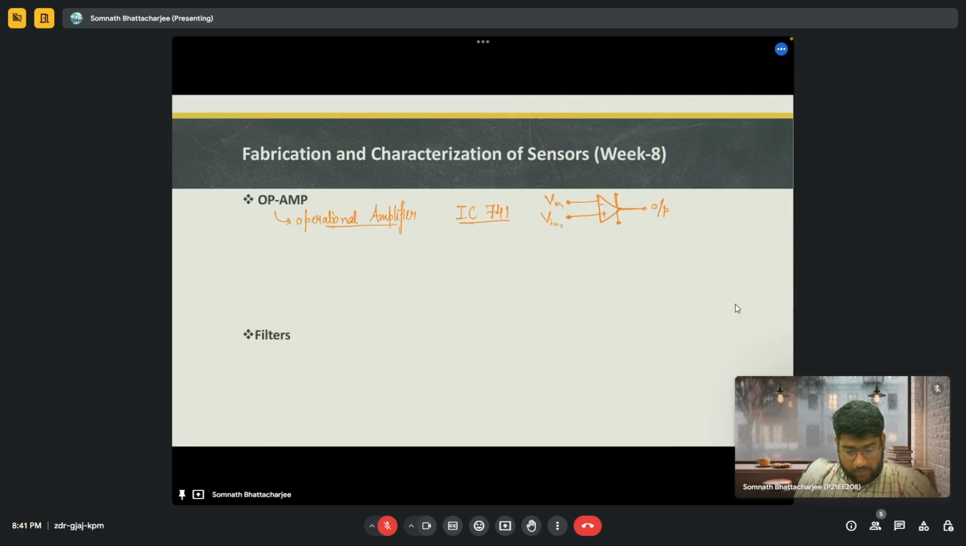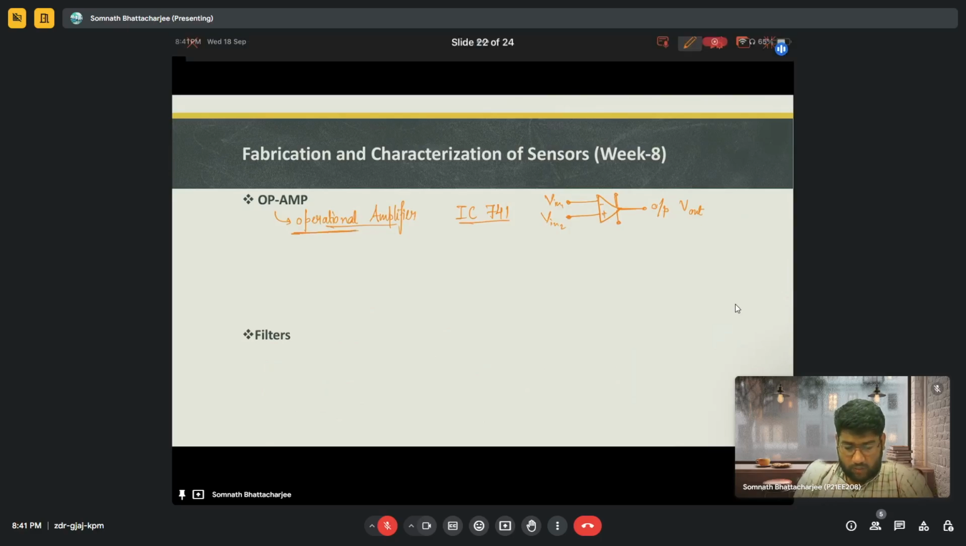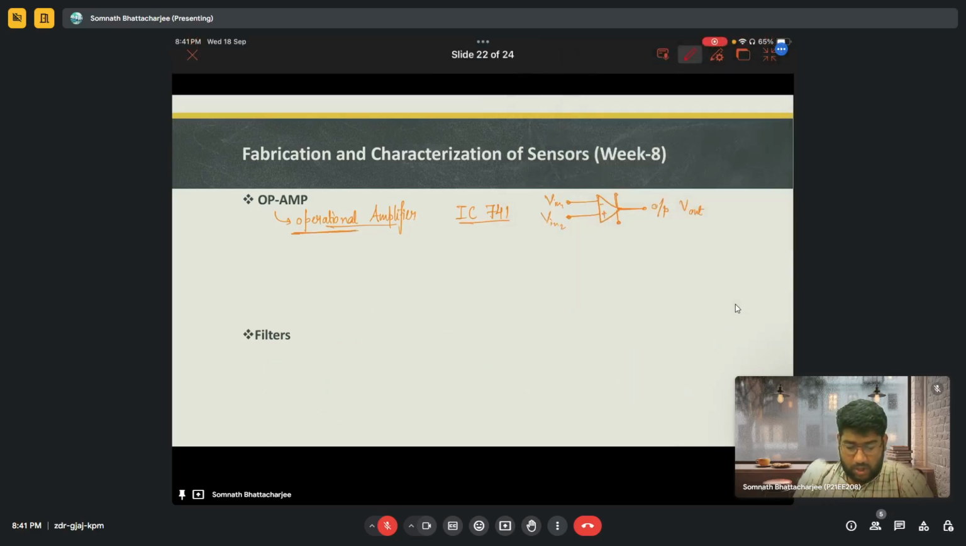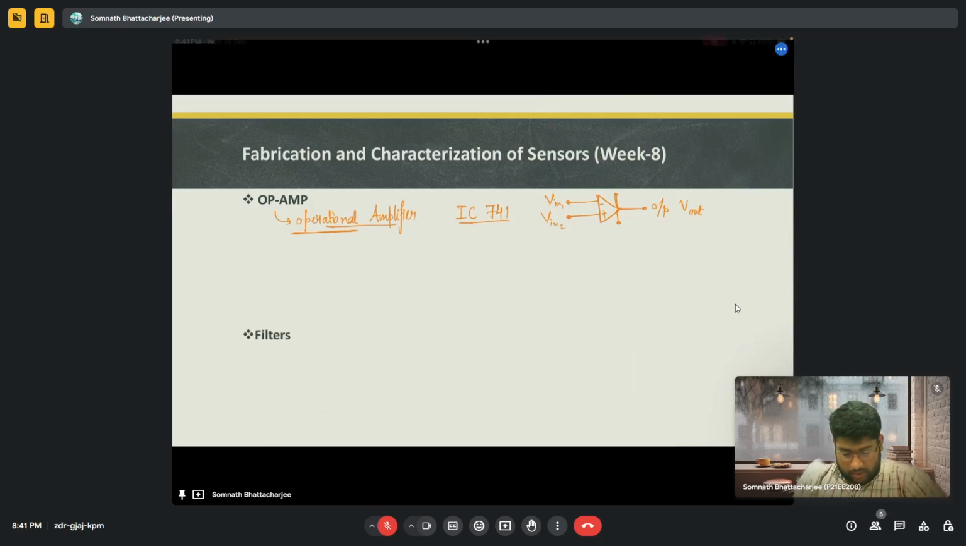This is V out. So this is a basic op-amp structure. So why is it called an operational amplifier? That is the main question, because it can do several operations. Basic operations like summing or differentiating can be done. Apart from this, it is also an amplifier, so it will amplify your signal.